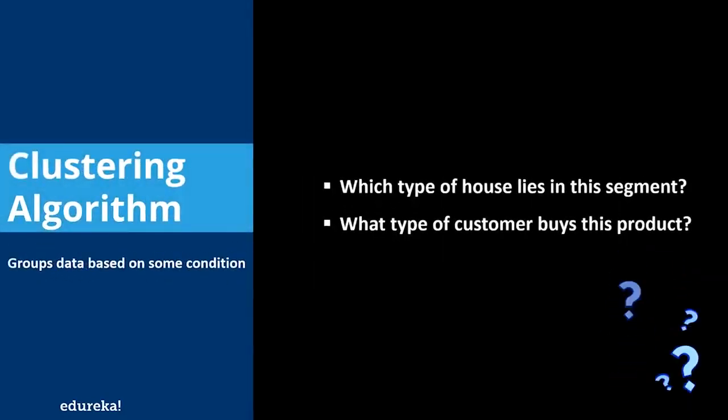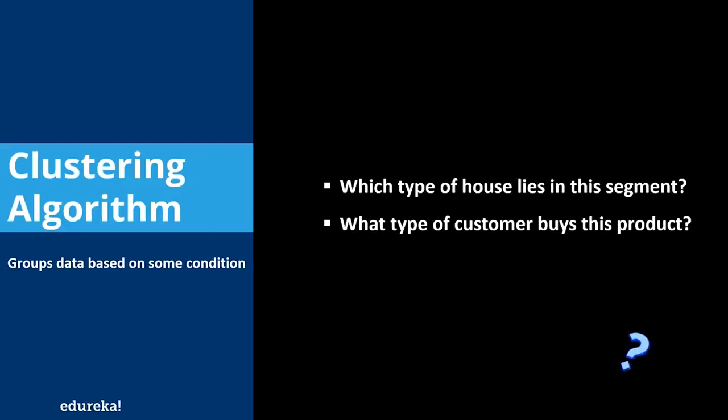Next comes the clustering algorithm. You can use the clustering algorithm to group the data based on some similar condition. Now you can get answers to which type of houses lie in this segment or what type of customer buys this product. Clustering is the task of dividing the population or data points into a number of groups such that the data points in the same group are more similar to other data points in the same group than those in the other groups.